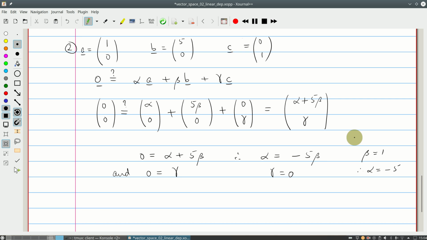It's up to you. The only thing we need to observe is that there are non-zero solutions to this equation, and therefore we have an infinite number of these non-zero solutions, such that this linear combination can be equal to the 0 vector. So this set of vectors is linearly dependent.